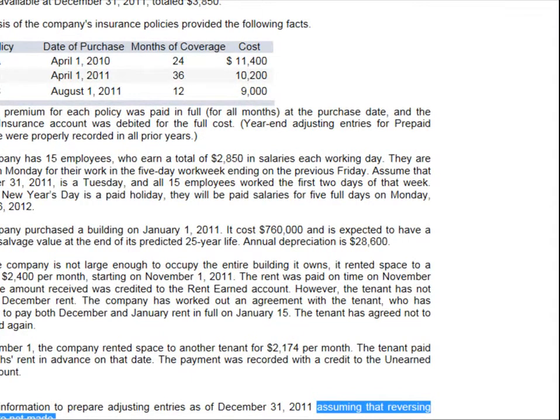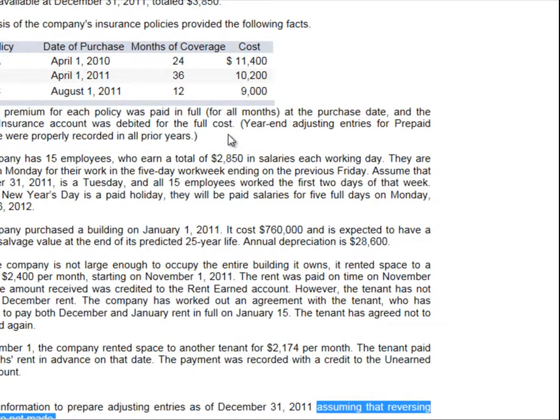B, an analysis of the company's insurance policies provided the following facts. So we have 3 different insurance policies. It tells us how many months for each insurance policy, and it gives us a total cost. And down below it says the total premium for each policy was paid in full at the purchase date, and the prepaid insurance account was debited for the full cost. Year-end adjusting entries for prepaid insurance were properly recorded in all years. No real new information there.